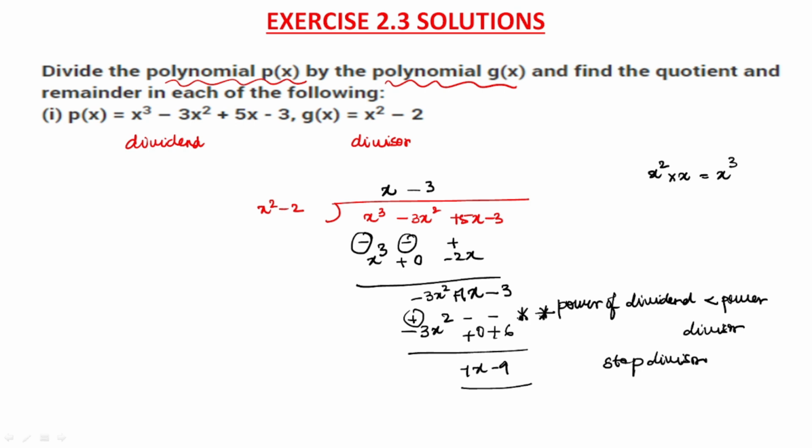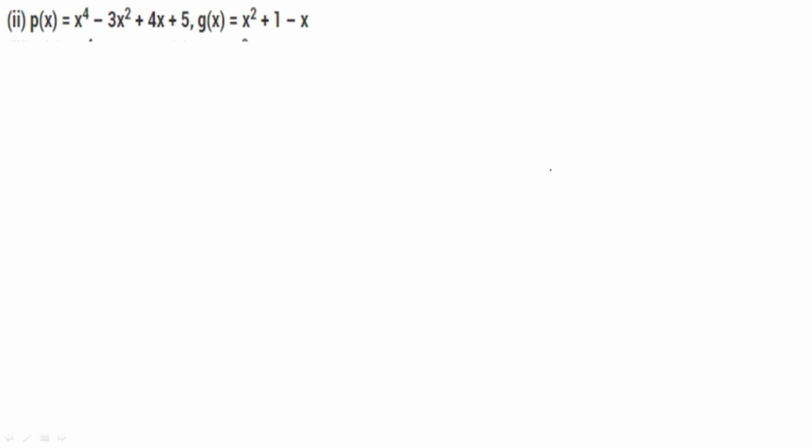This is another point that you have to remember when you are solving the division. So this will be the remainder, and x minus 3 is the quotient. So this is how we solve the first question. Now moving on to the second question. P of x, that is the dividend, is x power 4 minus 3x square plus 4x plus 5, and the divisor is x square minus x plus 1.